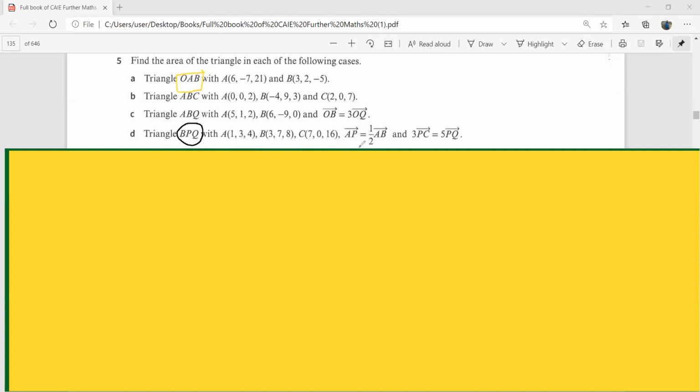It says AP is half of AB. So if this is my AB, then AP is half of AB. And 3PC, let me draw this separately. 3PC is 5PQ. Guys, which one is longer, 3PC or 5PQ? So if I write it as PQ is 3 by 5 of PC, that's more clear. This PQ is 3 by 5 of PC.